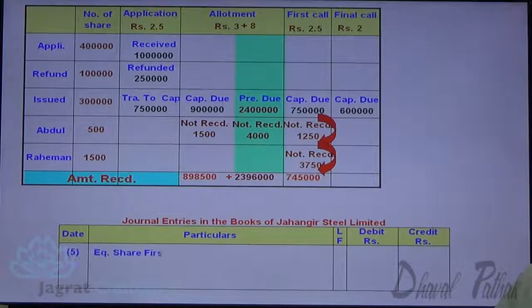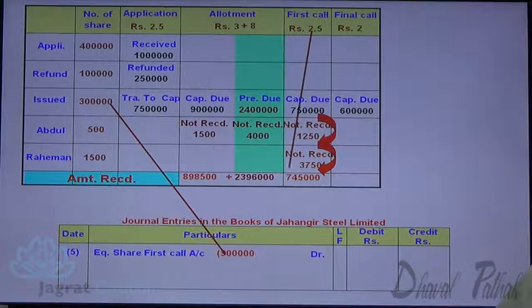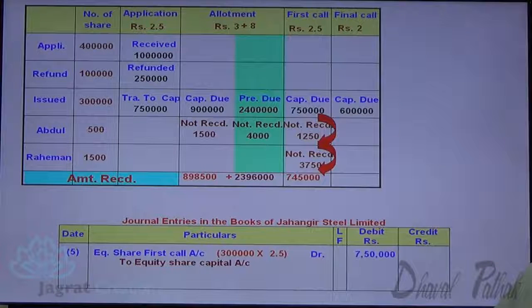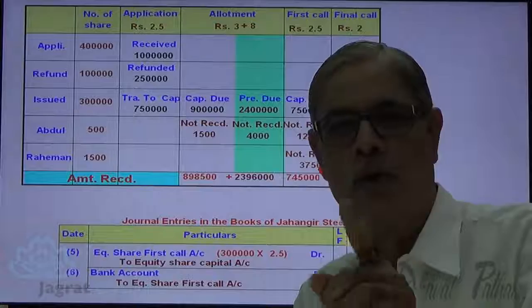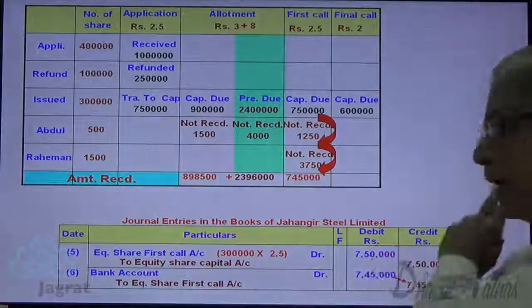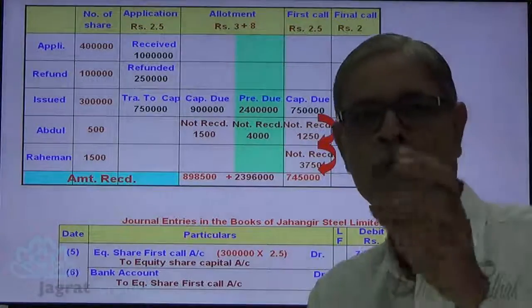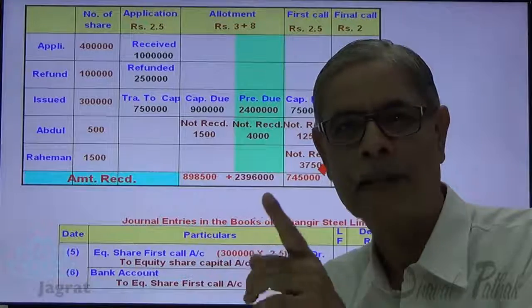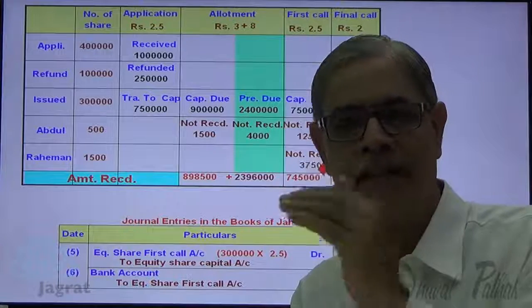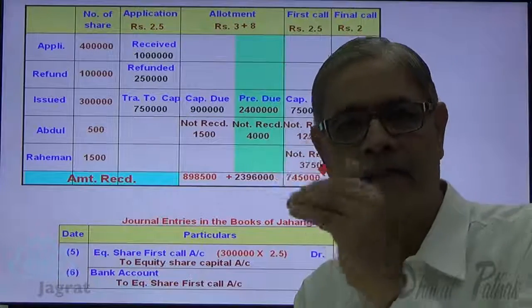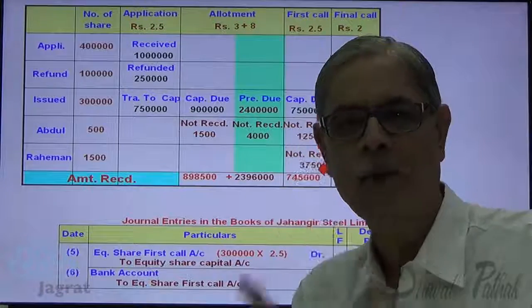Now amount demanded with first call, equity share first call account debit to equity share capital account credit 7,50,000. Bank account debit 7,45,000 to equity share first call account credit 7,45,000. Now first call account has been debited with 7,50,000, credited with 7,45,000. 5,000 stands as a debit balance in share first call account. That share first call account gets nullified or gets credited with 5,000 when we write the forfeiture entry.